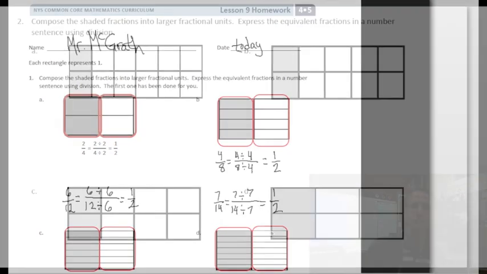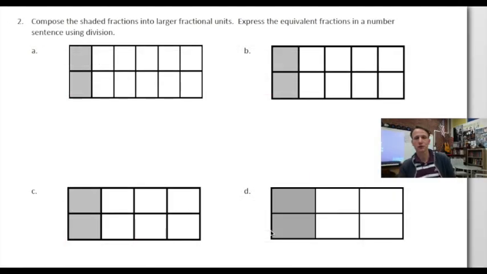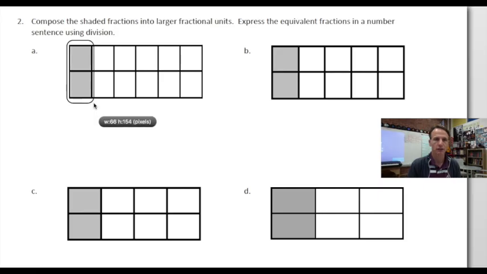Rolling on. And as is their wont, our Eureka mathematicians are having us do the same thing now, but pulling back some of the support we had. So I'm not going to bother changing color on all these, okay? So compose the shaded fractions into larger fractional units. Okay, so I'm going to draw here. And now what's this? Well, let's look at it. We started with 2 out of 2, 4, 6, 8, 10, 12. So 2/12.